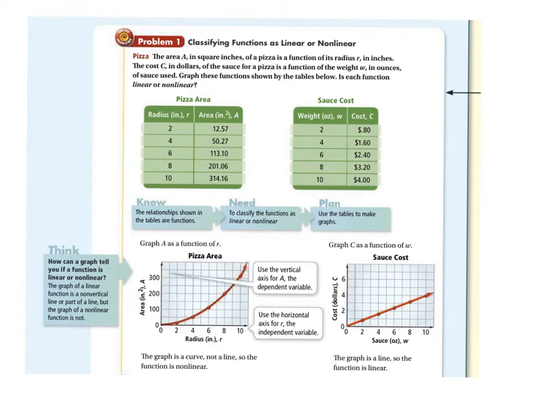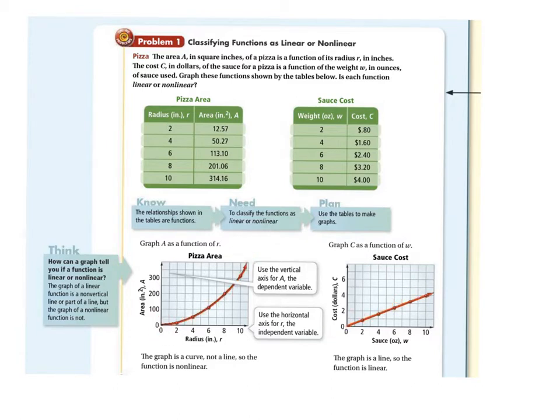Sauce, the weight, 2 ounces, right? The cost is 80 cents. 4 ounces, 160. 6, 240. That's just straight up multiplication. Obviously, 40 cents an ounce. Going to make a nice straight line. So both are functions. This one is not a line.